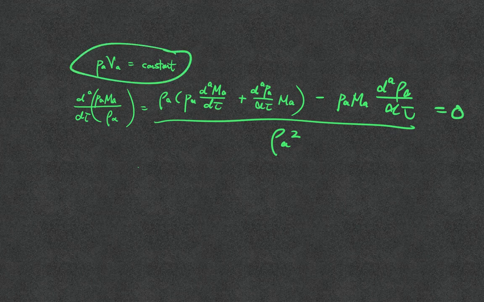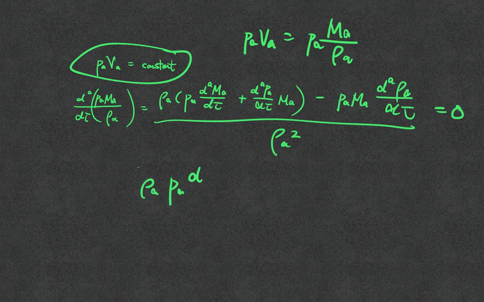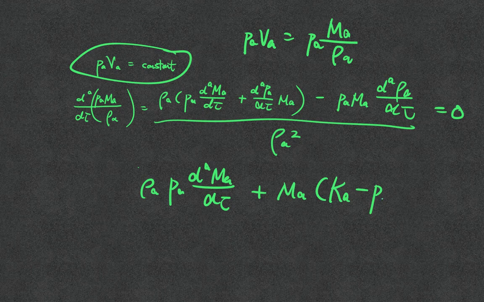So PVA is actually equal to PAMA divided by rho A. Since this is constant, if you take the time derivative of this whole thing, then the change of the constant is nothing, right? It's 0, okay? So this thing is actually giving us 0. Now the reason I want to do this is that if you do a little bit of algebra, what we get is rho A, PA, DAM, A, MA, KA, minus PA.